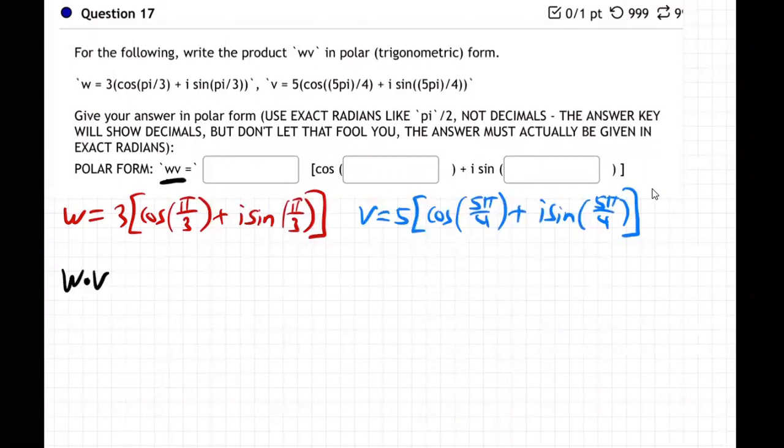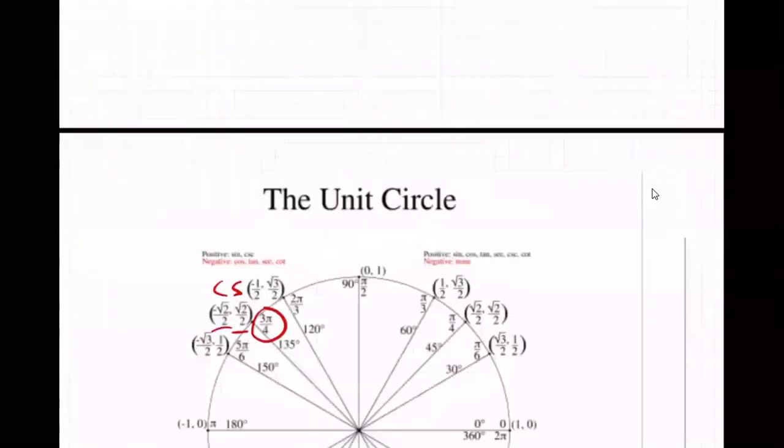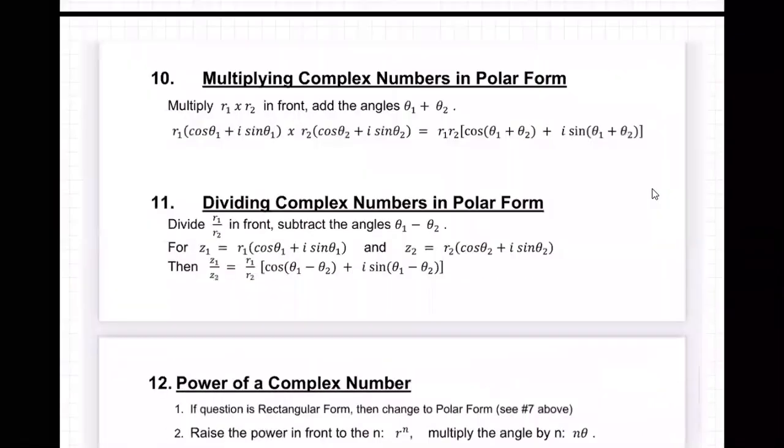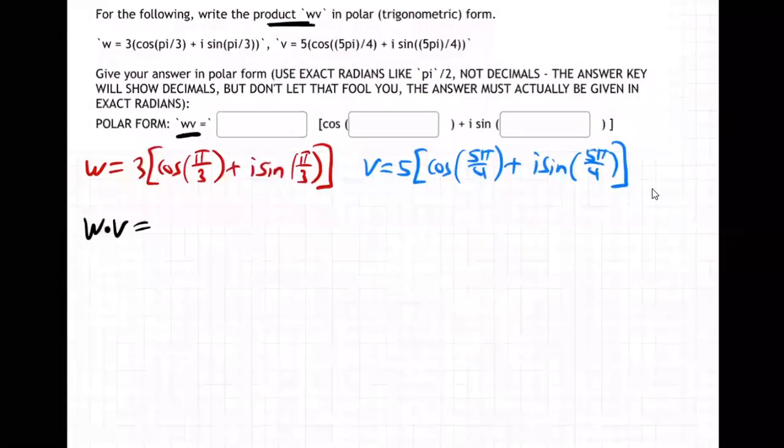The product, multiplying. So how do we multiply two vectors in polar form? Well, that's right here in the notes. I can come down here and find it. There it is. So from the notes, number 10, multiplying complex numbers in polar form, you just multiply r1 times r2 in the front and add the angles. What could be easier? So let's do that.